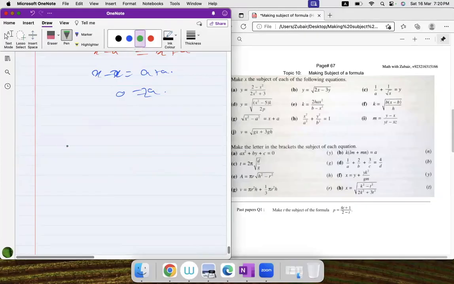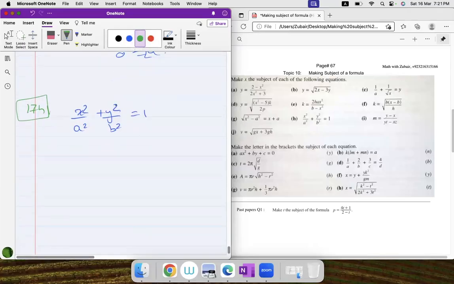This would be again like making single fraction and reciprocating. So x square over a square plus y square over b square is equals to 1. So simply taking the others on right hand side. Now either I take LCM first or I just multiply a on the other side. There are two approaches.